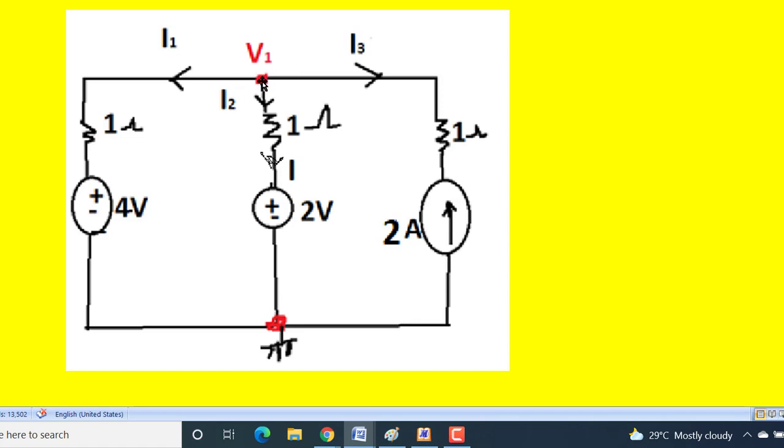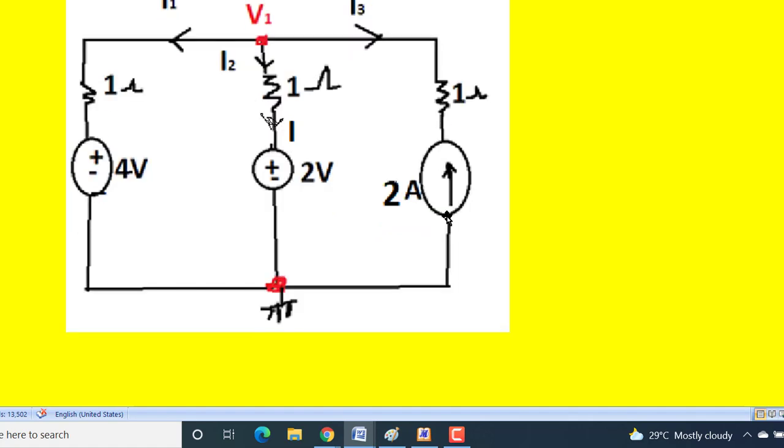When we say V1, it is at a higher potential than the other voltages in the circuit. So current flows from V1 into the first branch, I1, like this. Similarly, another current I2 flows from V1 to ground in this branch, and that current is also equal to I. Similarly, there is another current I3 that flows in the 1 ohm branch in series with the 2 amperes source.